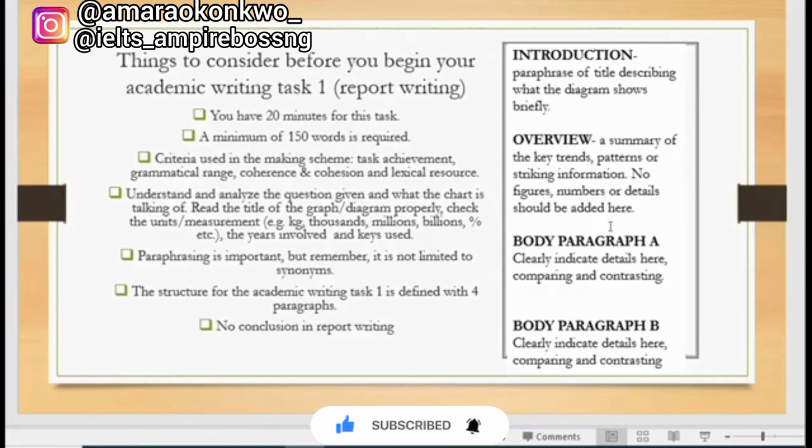Then overview again is a summary of the main features, the obvious patterns that you can see. A summary of the key trends, patterns, or striking information. You understand? Then no figures, numbers, or details should be added. So we shouldn't see any number or units in your overview.